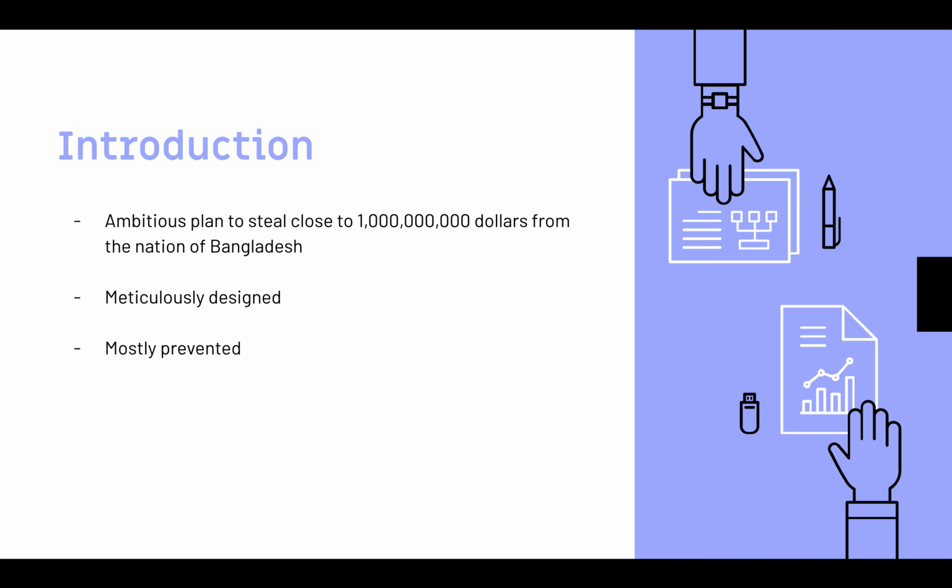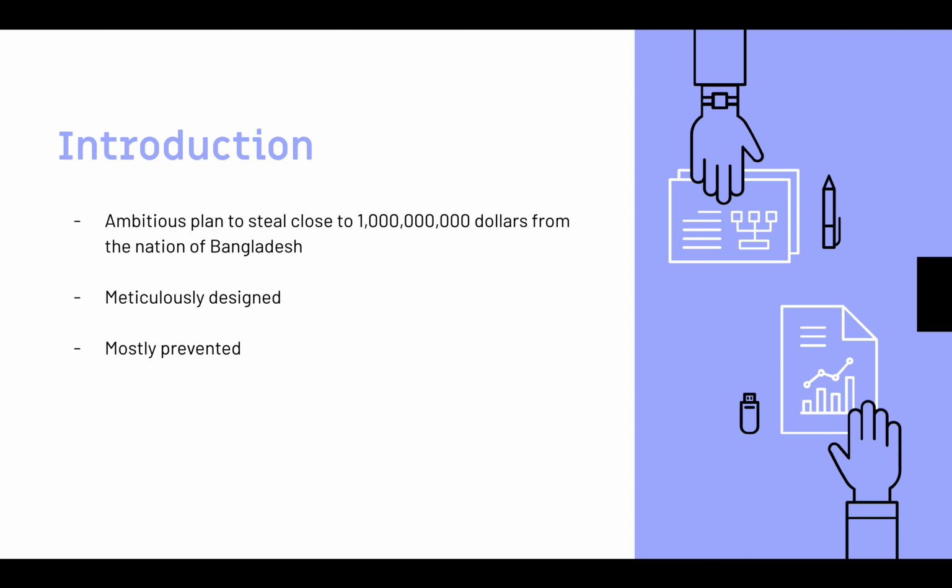So, a brief introduction. The Bangladesh Bank Cyber Heist was an ambitious plan to steal close to $1 billion from the nation of Bangladesh. It was pretty ambitious because they were trying to hack SWIFT, which is an international banking system standard that, prior to the attack, was thought to be virtually impenetrable. This attack was pretty meticulously designed.